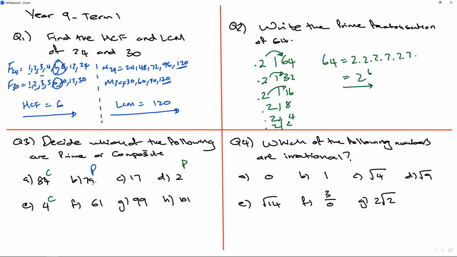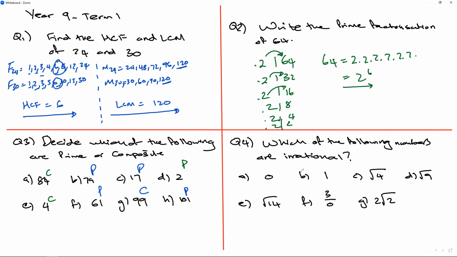We're going to go prime number, definitely over there. 17 is also a prime number. 61 is a prime number as well. 99 is a composite number because you can divide it by 3. And 101 is a prime number as well.